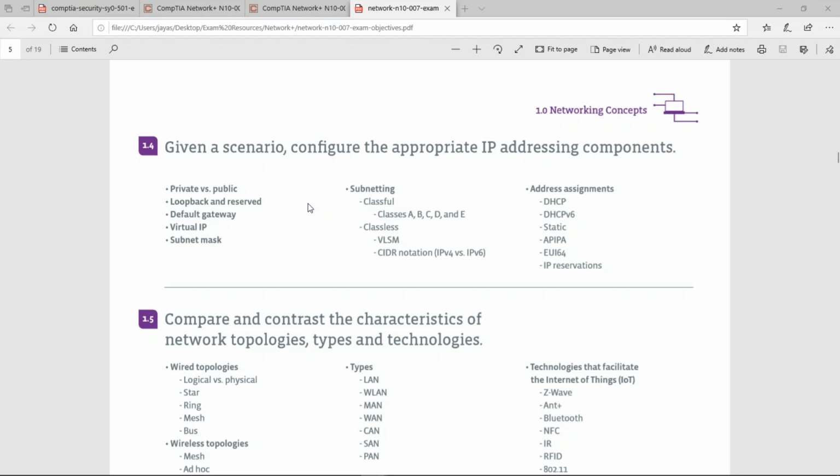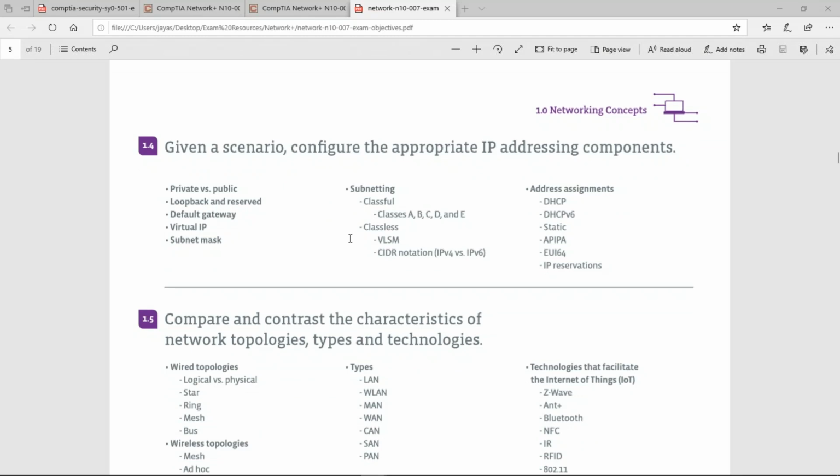And given a subnet, right? This department needs 25 devices in it. What subnet mask are you going to use? Okay, or what slash, right? Which slash are you going to use? When it comes to subnetting, that's about it.